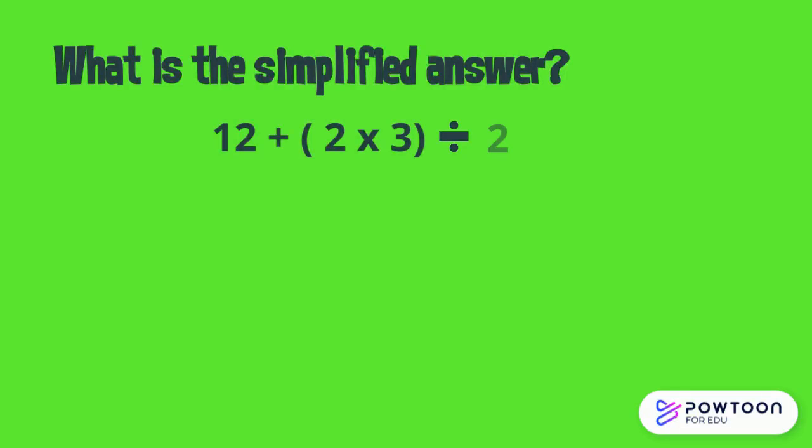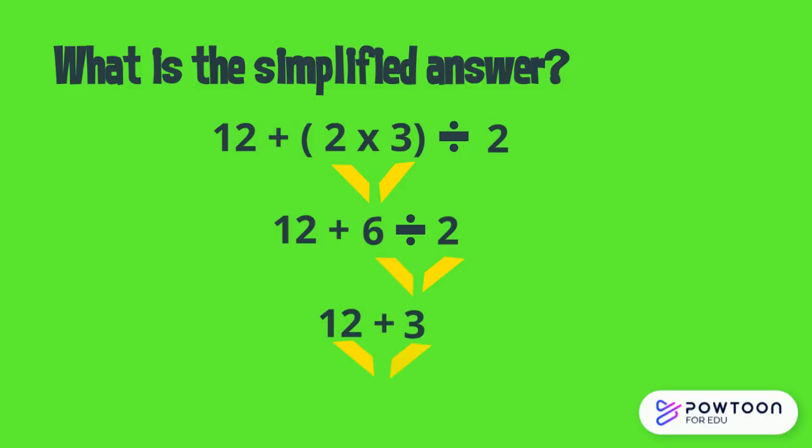Remember, simplify means finding the value of an expression, but you have to follow the order of operations. So in this expression, I would do the parentheses first, which would give me 6, and then that would leave me with 12 plus 6 divided by 2. Following the order of operations, I would divide first. 6 divided by 2 is 3, then add 12, which makes 15.